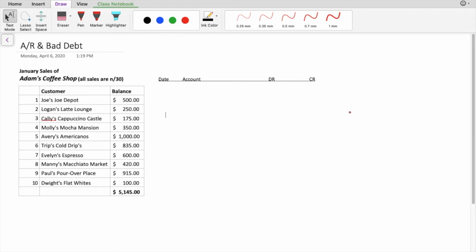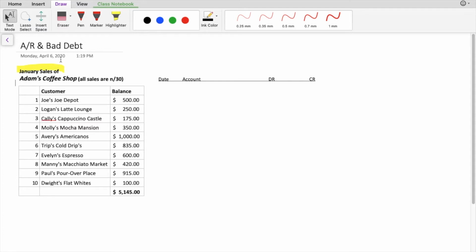So again, accounts receivable represents what our customers owe us for the goods and services that we've provided to them. In my example here, we have the January sales of Adams Coffee Company. This is my company, made it up. And these are my customers. I have 10 customers. And during January, I sold the following amounts to each one of these customers on account. All sales are net 30, so the customers have 30 days to pay me.